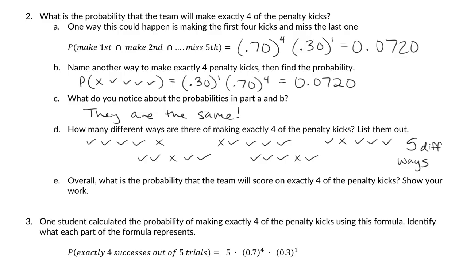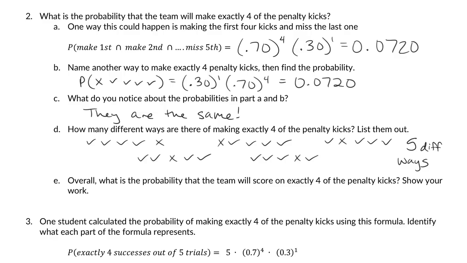So overall, what is the probability that the team will score on exactly 4 of the penalty kicks? Because here's what we did. We found this probability, the first option, to be 0.0720. We found this probability to be 0.0720. What would this probability be? And then this one. And then this one. So what should we do with these things to find the total probability of all of these options? We have this probability, this probability. They're all the same. So what do we do to find the total probability?